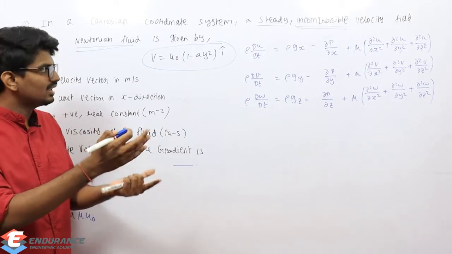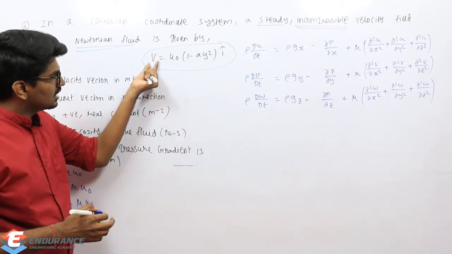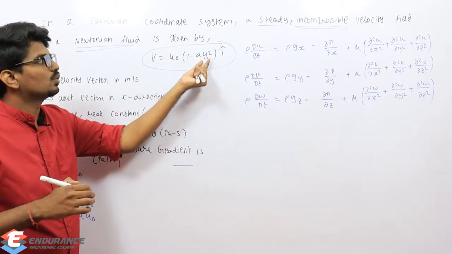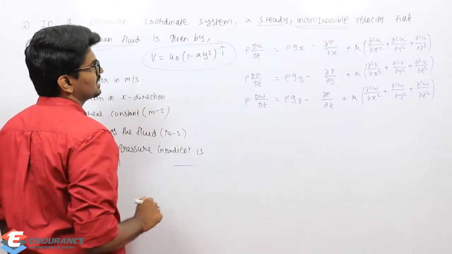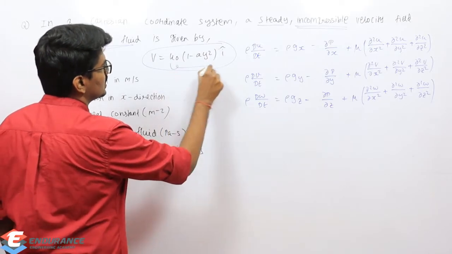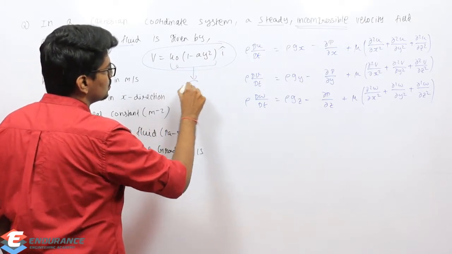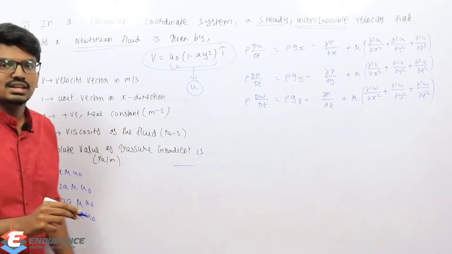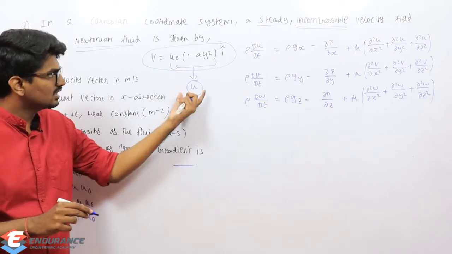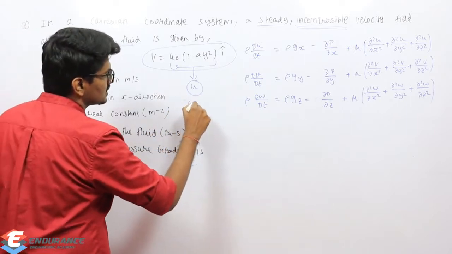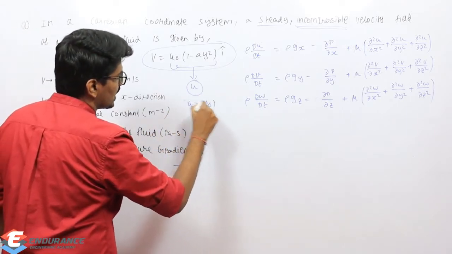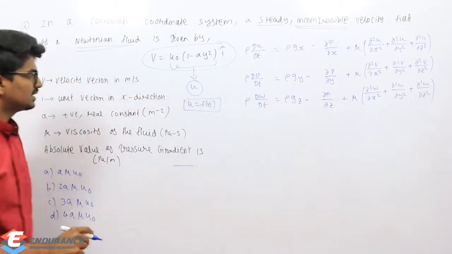The velocity is going to change only with respect to y, and that too, this is not the y direction velocity, to be noted. This is u. What is u? Velocity in x direction. So velocity in x direction is given as this, and here this velocity in x direction is a function of y. So let us keep it there.